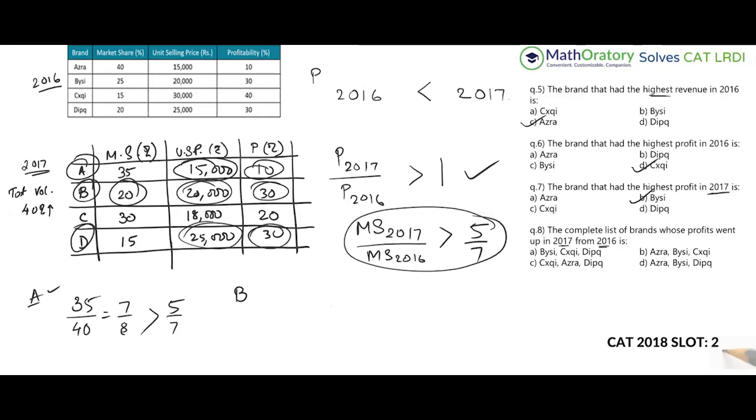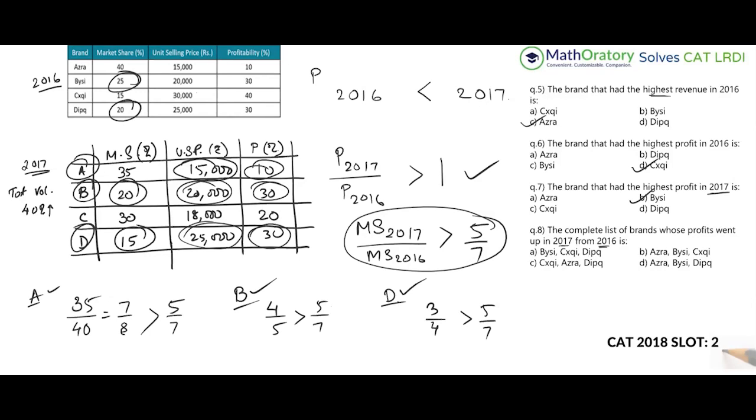What about B? B is 20 out of 25, right? So 20/25 is 4/5. You can reduce this mentally, I believe. 4/5 is also 80%, so this is more than 71%. So B is also qualifying. And now let us look at D. D is 15 out of 20, which is 3/4. This is actually slightly more than 5/7. 5/7 is 71%, and 3/4 is 75%, right? So D is also qualifying this criteria.